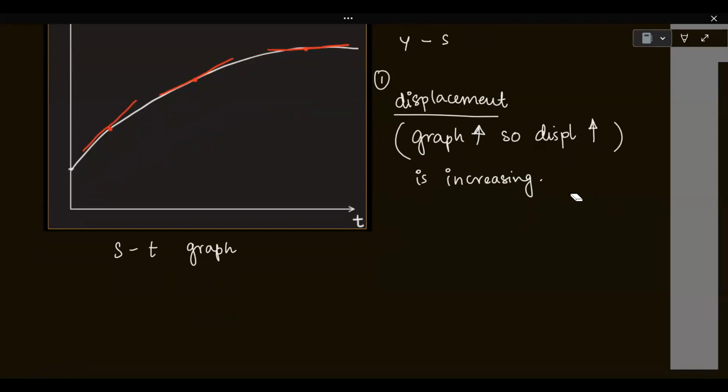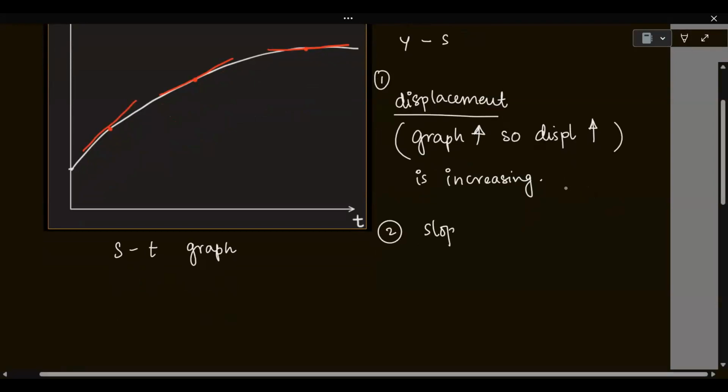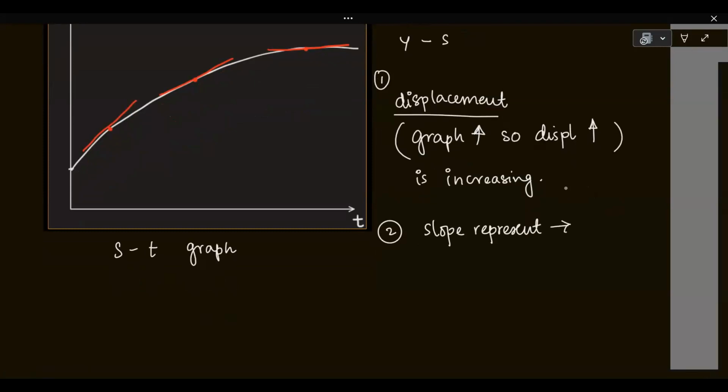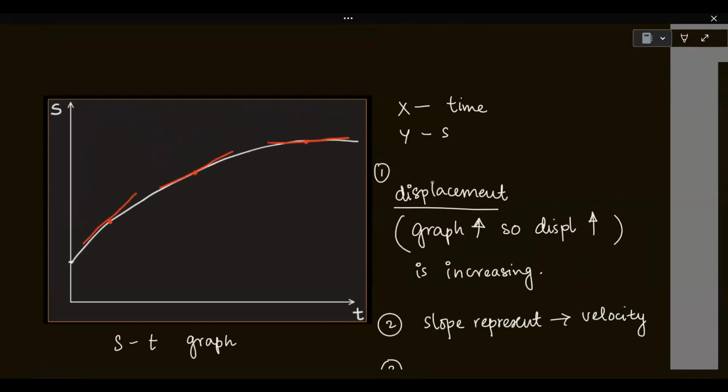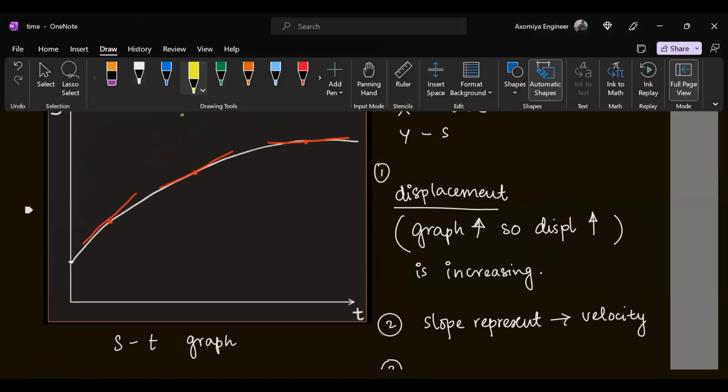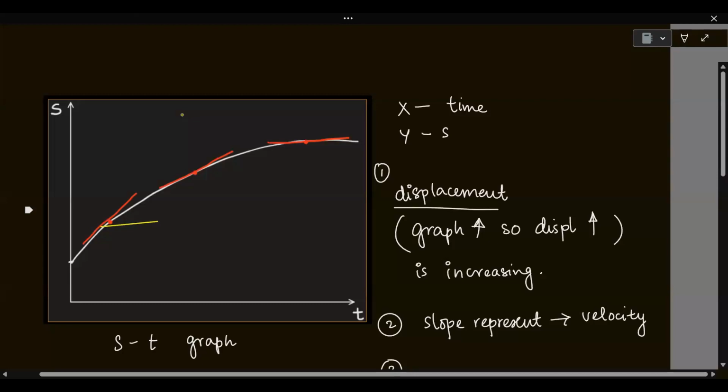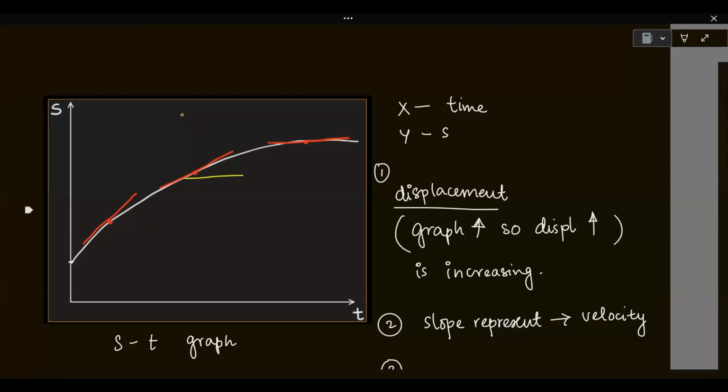What does slope represent, guys? Velocity. Okay, it's a displacement-time graph, so it represents velocity. Now, what is happening to the slope though? For that, I need to find out the angles. To find out the angles, I have to make some positive x-axis lines. So this positive x-axis, this positive x-axis, this positive x-axis. Let's call this alpha, this beta, and this small angle gamma.